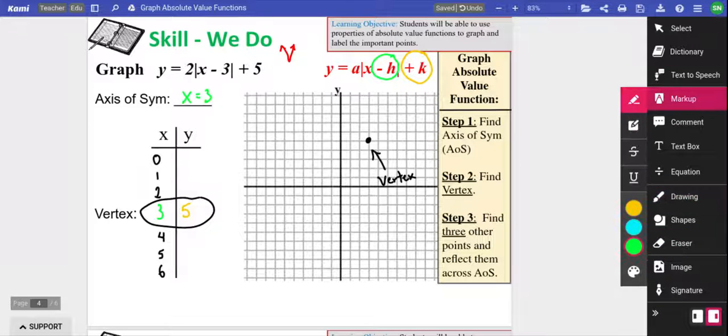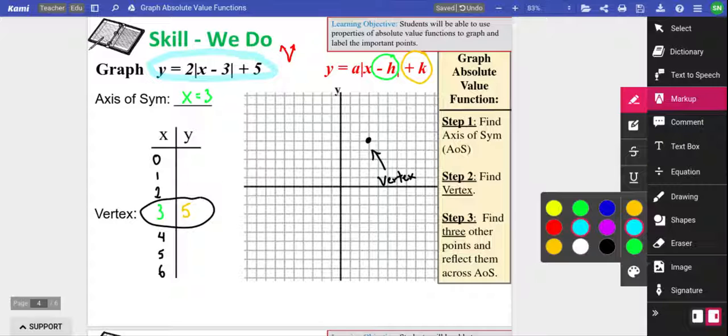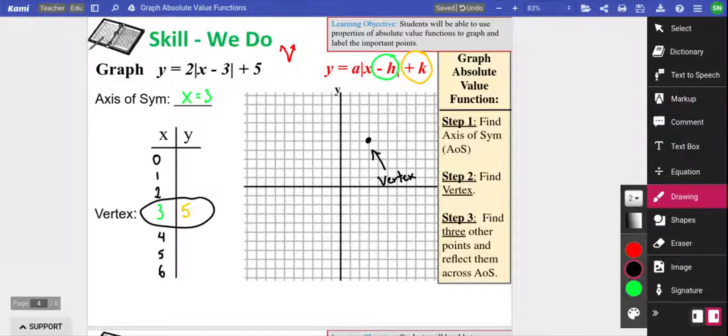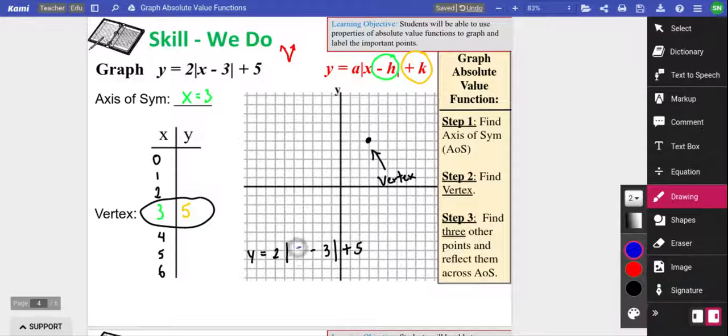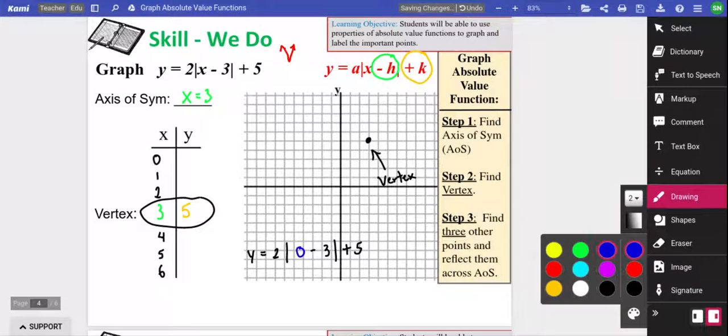I'll start off by writing out this entire formula down here and then evaluating. So we have y equals 2, absolute value, x minus 3, close the absolute value, plus 5. So I left a blank right there because that's the only thing that will be changing in our problem. We will start with plugging in 0. So if I plug 0 in here and then evaluate, we get what follows.